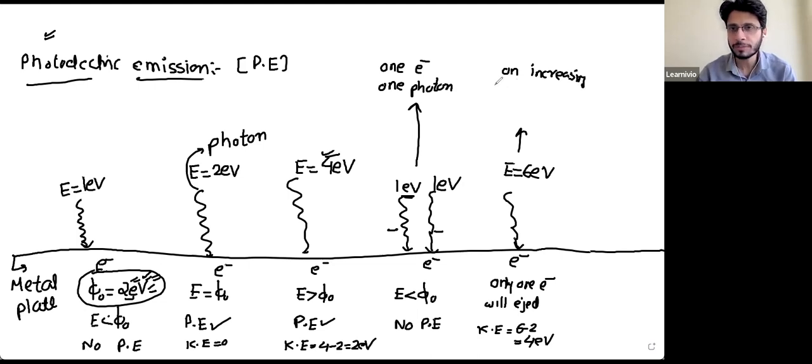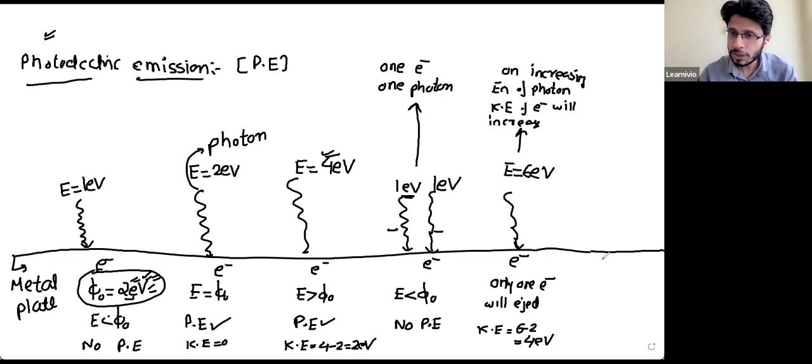On increasing energy of photon, kinetic energy of electron will increase. Not the number of electrons. Number of electrons will not increase, only the kinetic energy of electrons.